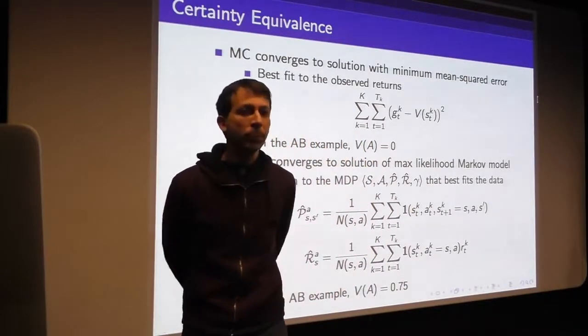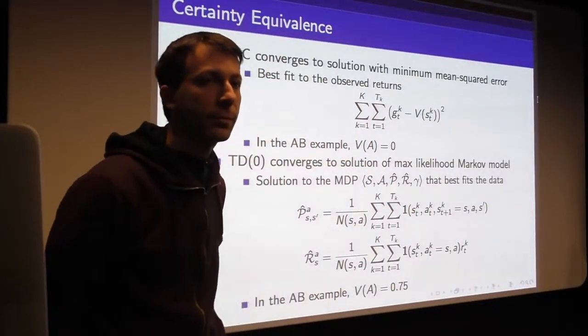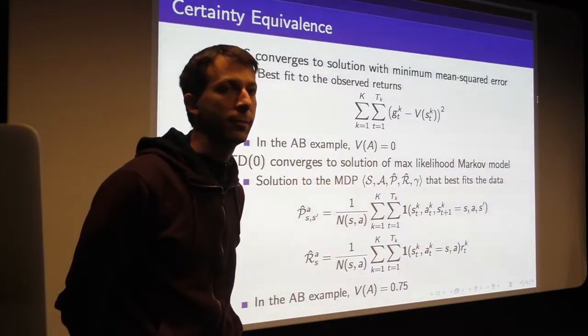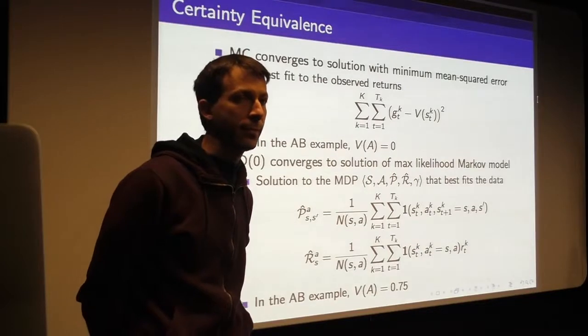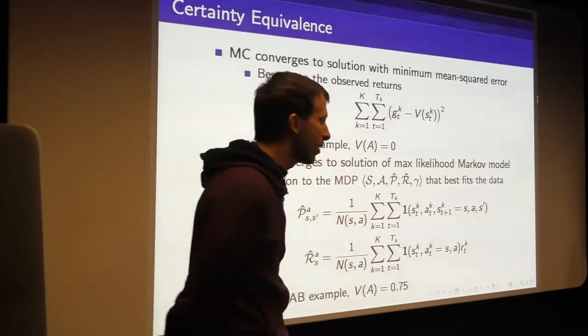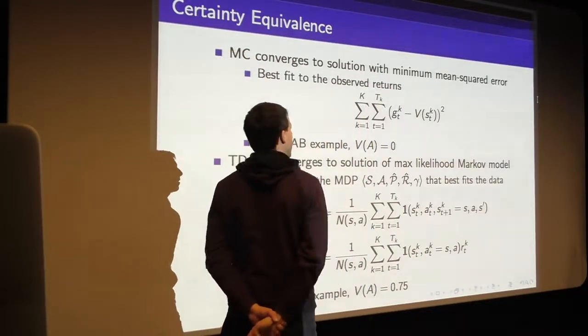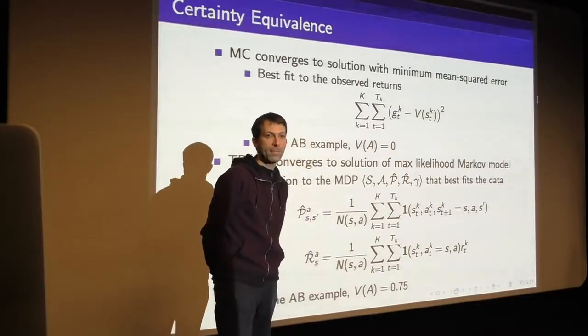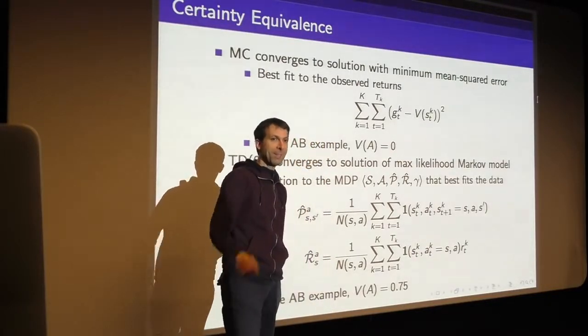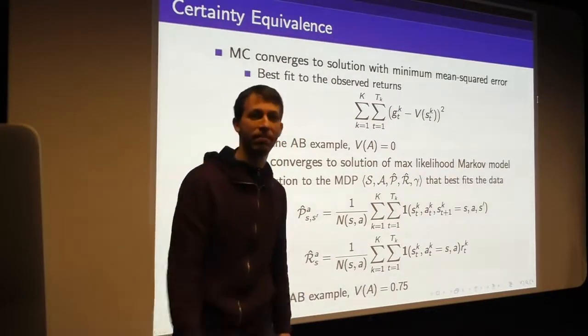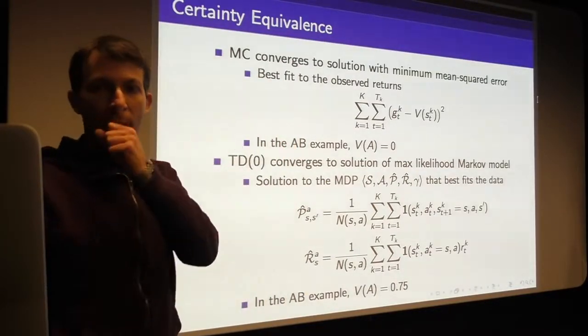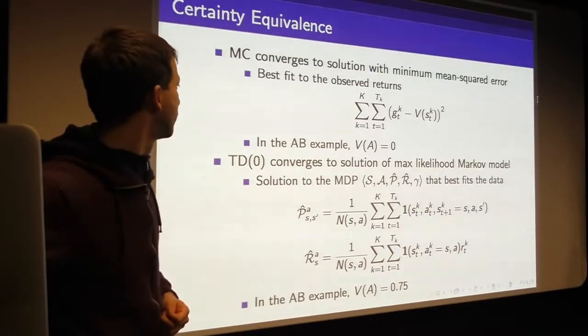Yeah? If you know the MDP, can you give it to Monte Carlo so that it doesn't do, you know what I mean? Right, so the question is, if you know the MDP, can you give it to Monte Carlo to ask it to sample from the MDP and work from those observed returns? We'll come back to that in lecture 8 or 9. We'll do exactly that. It's a good idea.